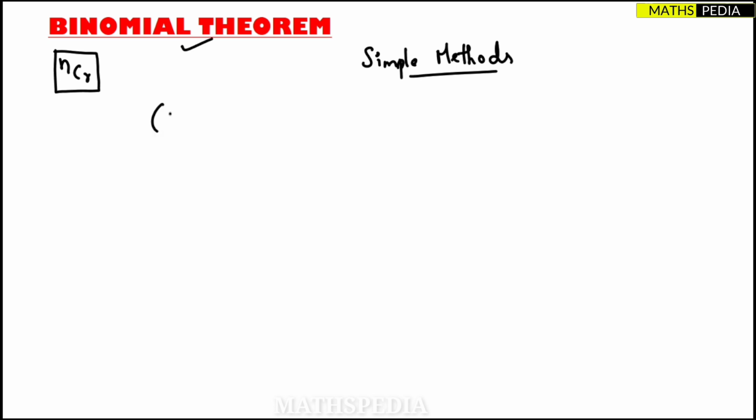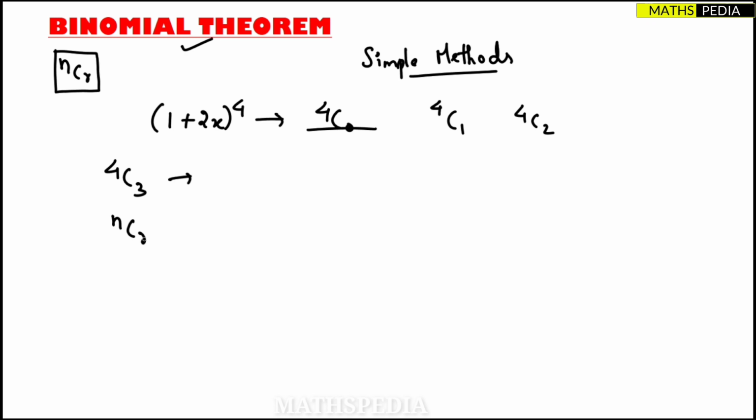See, they will be asking you to expand (1 + 2x)^4. Now you need to expand this. In that, you will be seeing terms like 4C0, 4C1, 4C2 in each term. To solve these, you should first use simple methods rather than going for the formula.